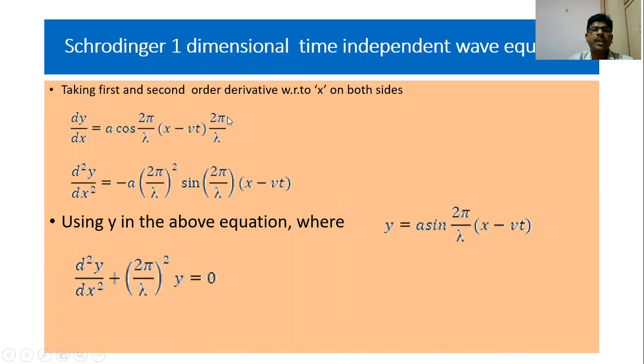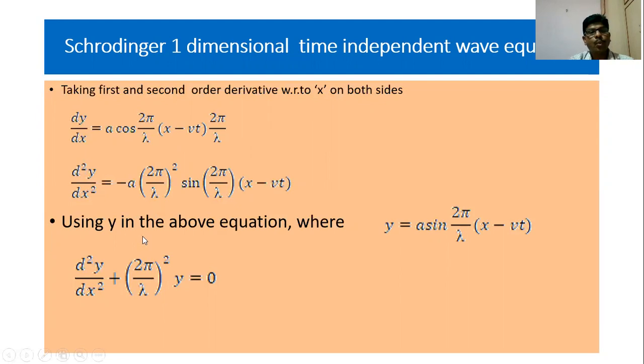Taking the first and second order derivative with respect to x on both sides, we get dy by dx equals a cos 2 pi by lambda into x minus vt into 2 pi by lambda. Taking the second derivative, you get d square y by dx square equals minus a 2 pi by lambda the whole square sine 2 pi by lambda x minus vt.